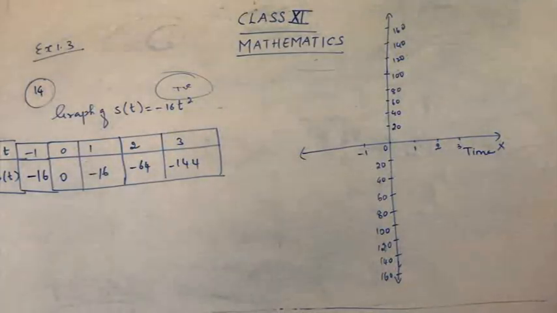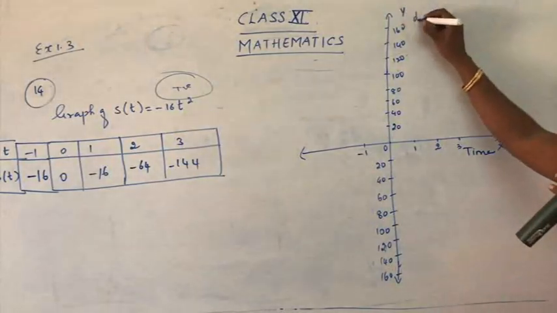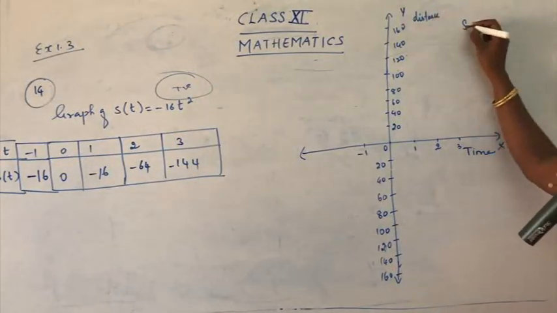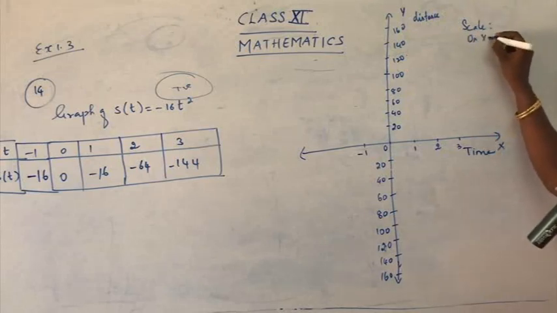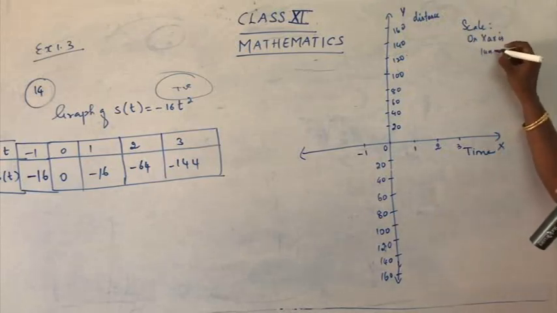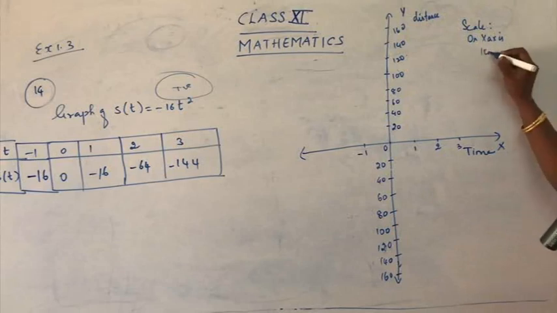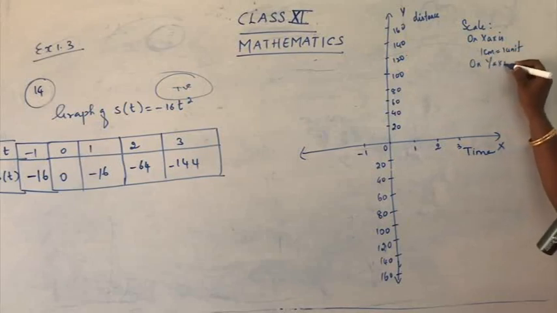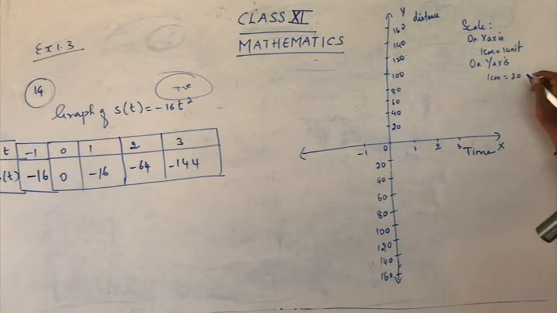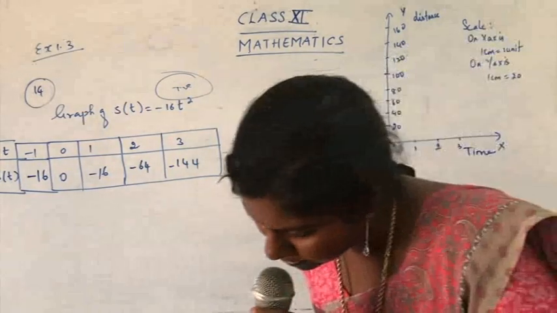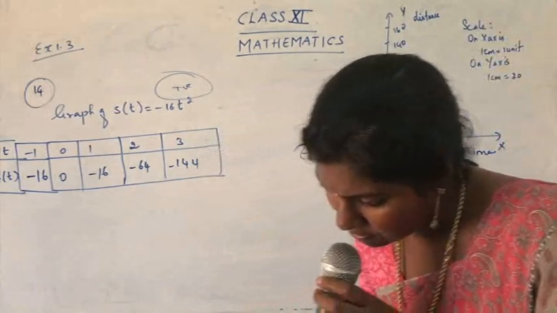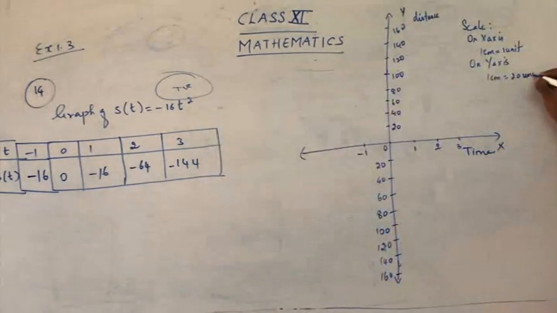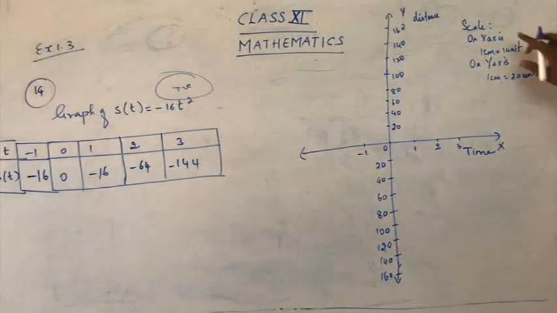So x represents time and y represents distance. Take your y distance, okay? You can mention your scale also. On the x-axis, 1 centimeter is equal to 1 unit, and on the y-axis, 1 centimeter is equal to 20 units. Here any units are not mentioned, yes? Nothing is mentioned, so we will just take it as unit. 1 centimeter is equal to 20 units. So write down the scale.